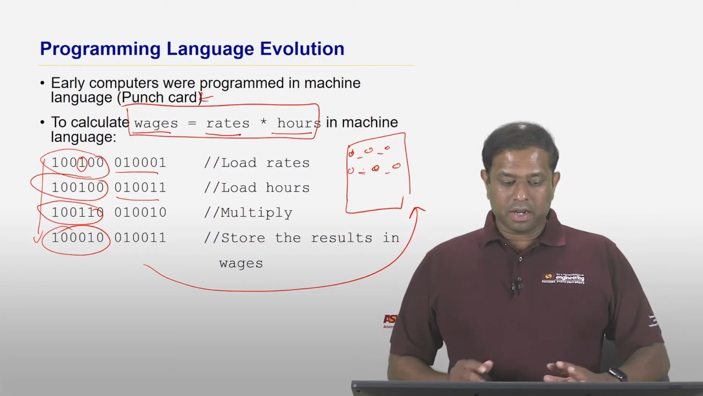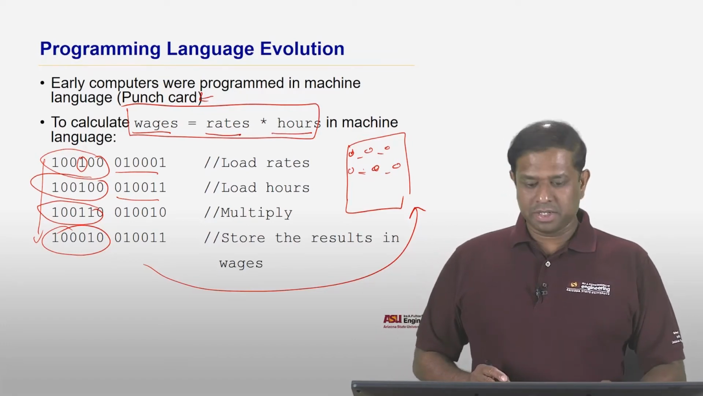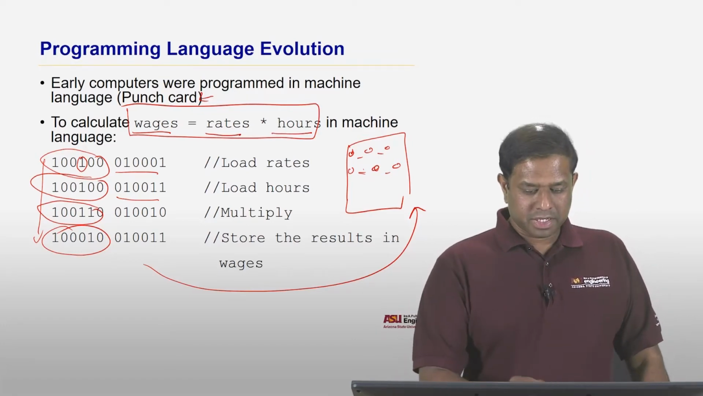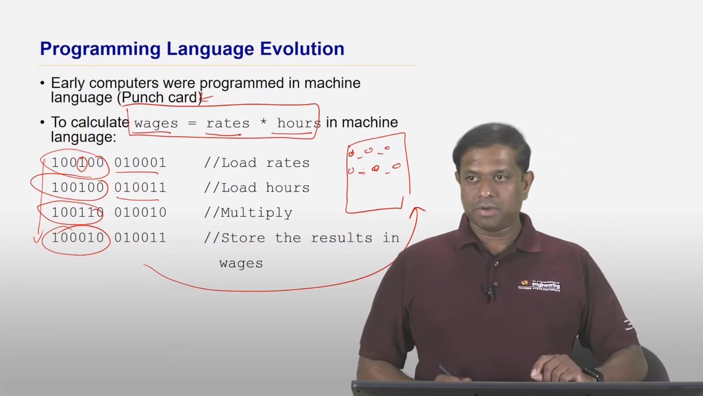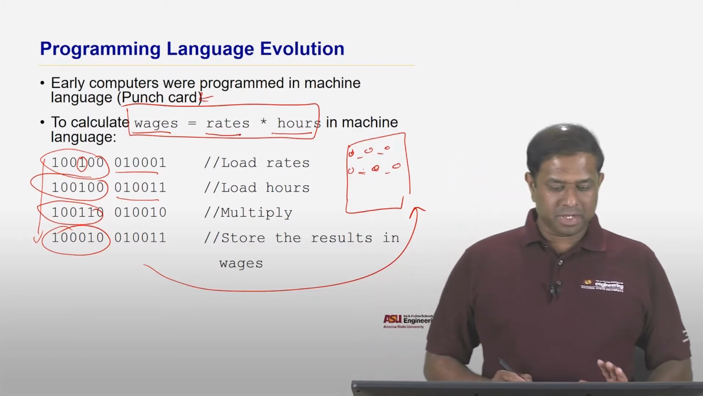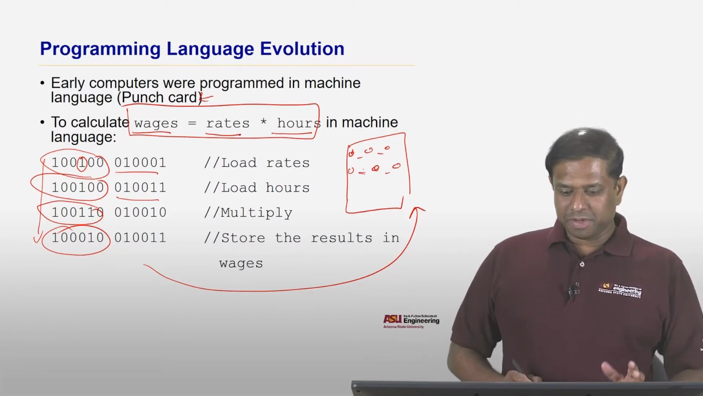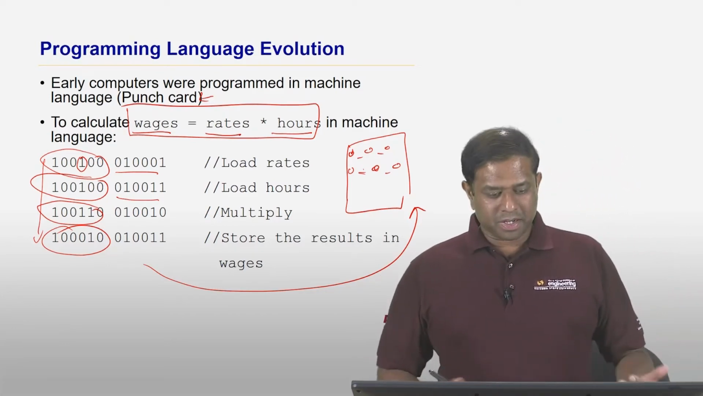Now how to figure out where the error is? It's going to be really hard, because with these zeros and ones, even if you miss a single bit in here, our program is going to produce an erroneous result. So therefore this is not going to be feasible for large scale programs.